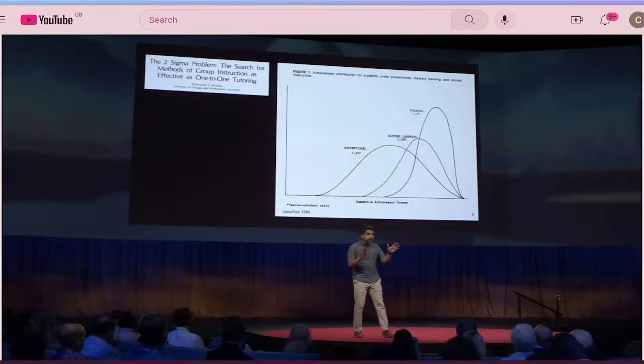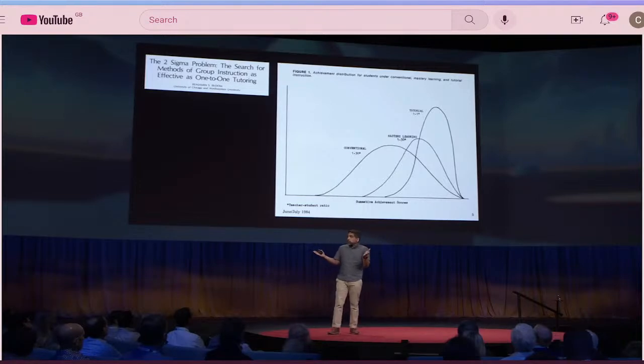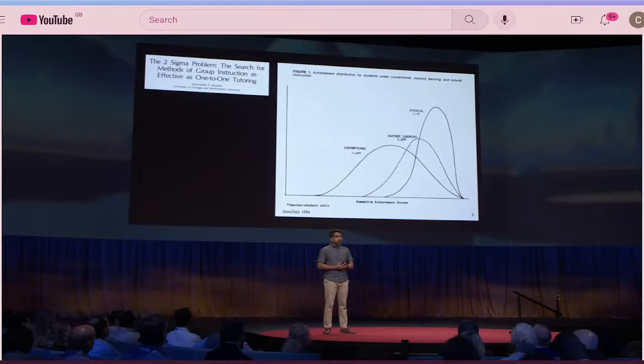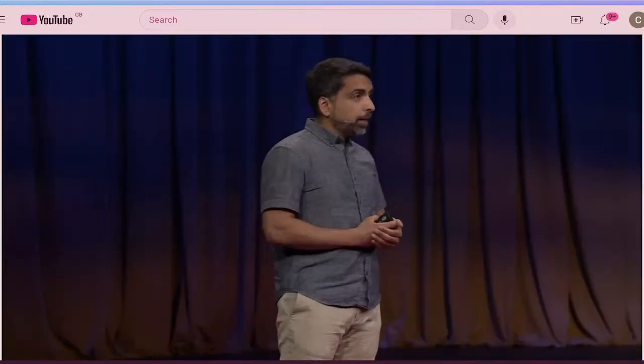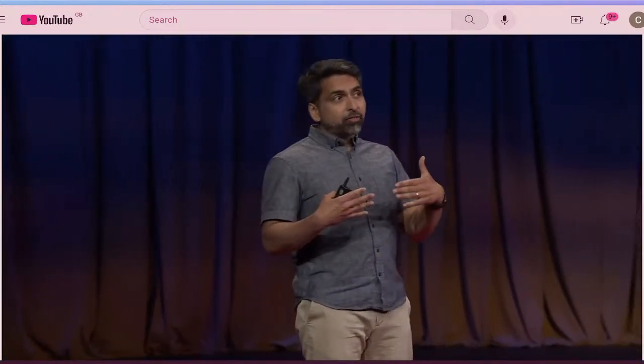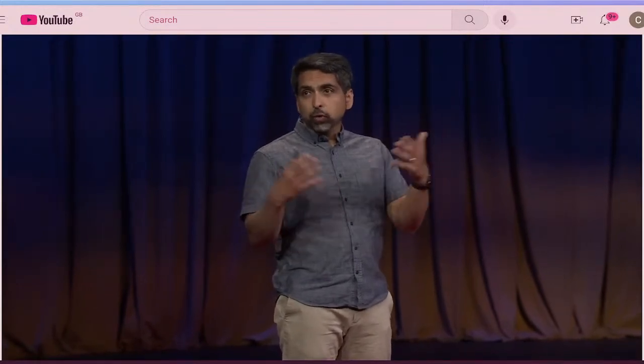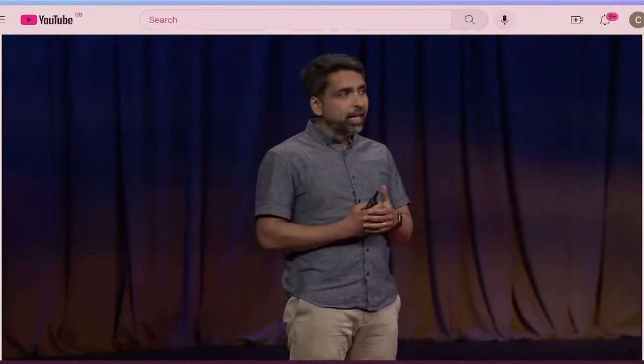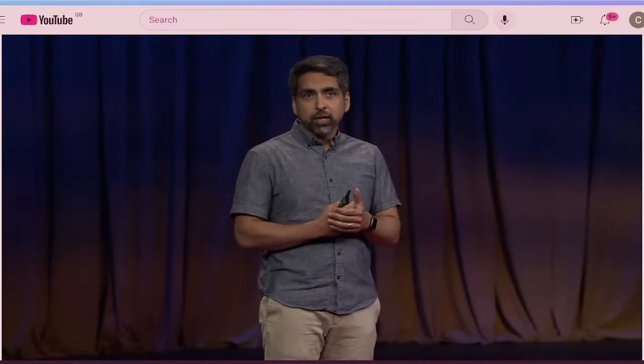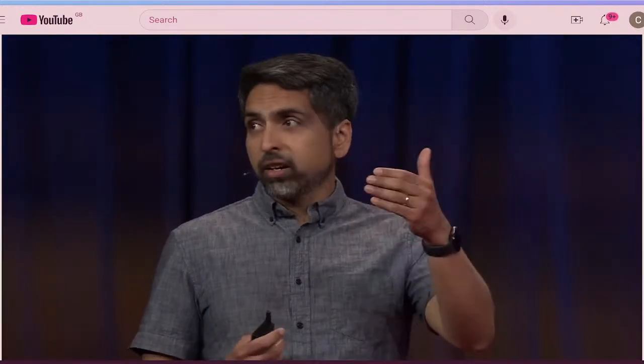Now, the reason why he framed it as a problem was he said, well, this is all good, but how do you actually scale group instruction this way? How do you actually give it to everyone in an economic way? What I'm about to show you is, I think, the first moves towards doing that. Obviously, we've been trying to approximate it in some way at Khan Academy for over a decade now, but I think we're at the cusp of accelerating it dramatically.